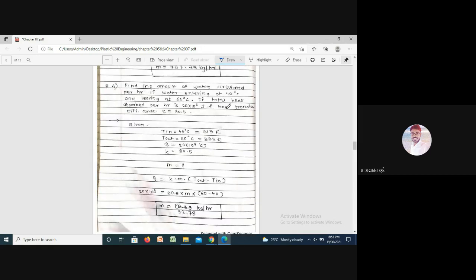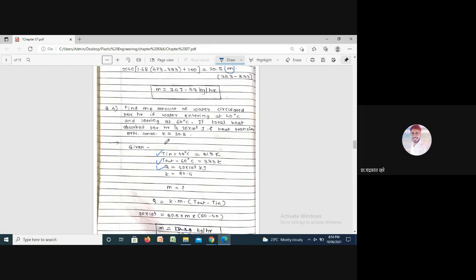Go for the fourth problem. Find the amount of water circulated per hour. If the water entering, this is T in, how much is T in? This is 40 degrees. And leaving means T out. This is T out. And if the total heat absorbed per hour is given, directly they have given the Q.